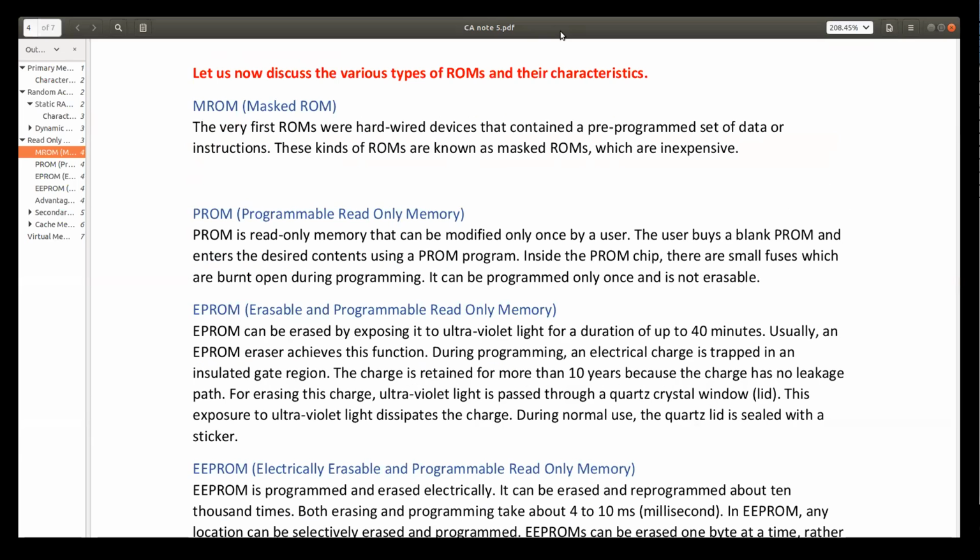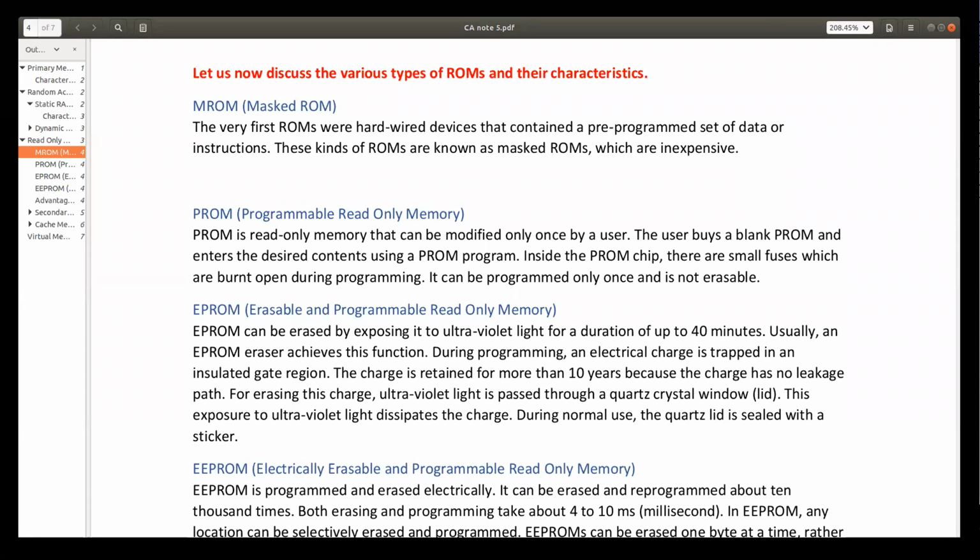There are different types of ROMs. If we start, the first type of ROM is MROM, which is known as masked ROM. What is masked ROM? Basically, this name has come from its technology.